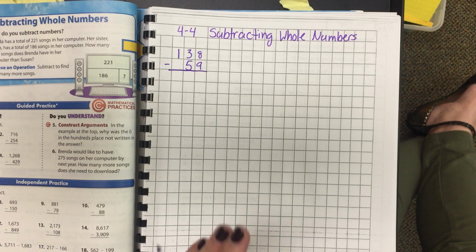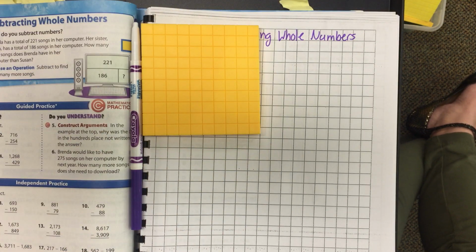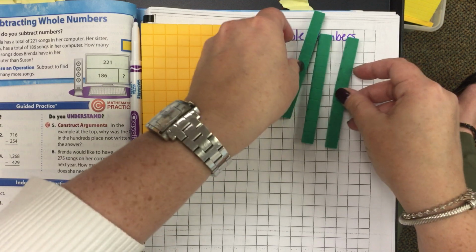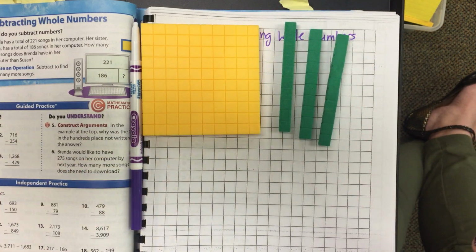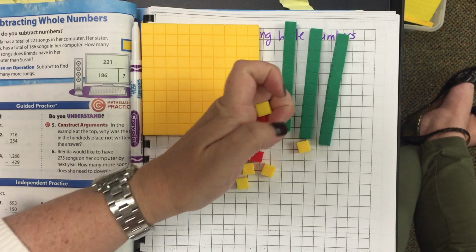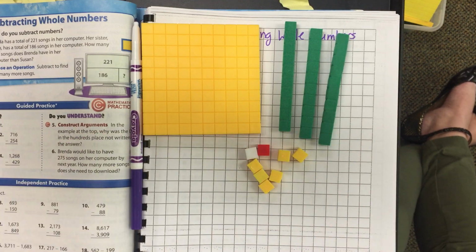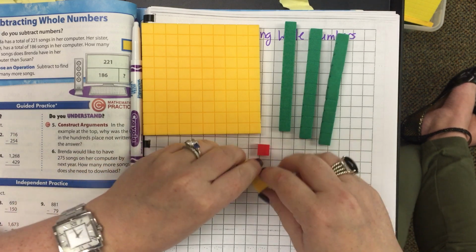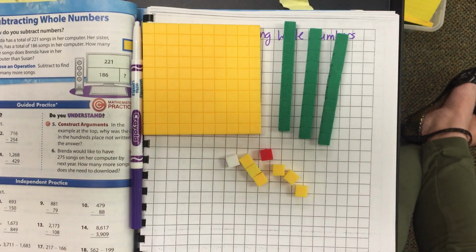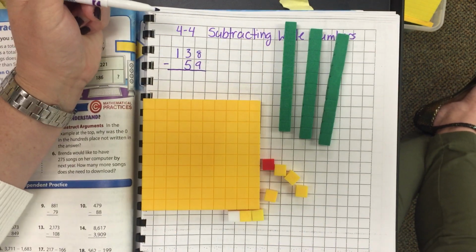So basically what's happening here is this. I have 138, 1, 2, 3, 4, 5, 6, 7, 8. I am trying to subtract 59. So first I'm going to start by taking the ones out. Can I take 9 away? No, I've only got 8. So I can't take 9.